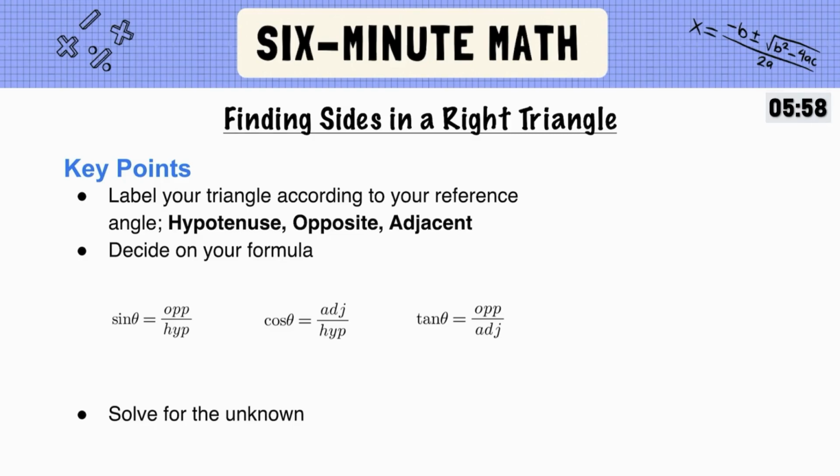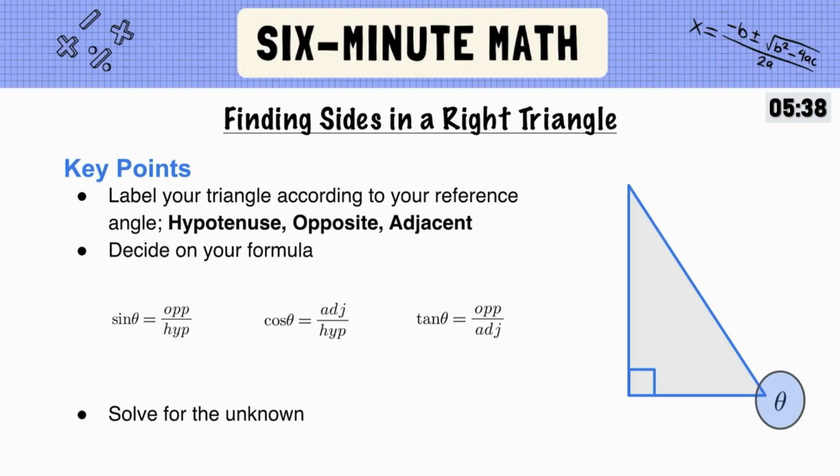Our key points today are steps to find our sides in a right-angled triangle. The first step is to label your triangle according to the reference angle, and we're going to label it with hypotenuse, opposite, and adjacent. So if I have a right-angled triangle, I always like to have a good habit of circling my reference angle, and then I label according to that angle.